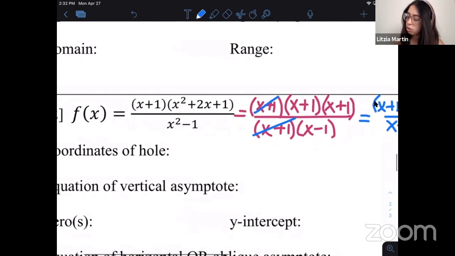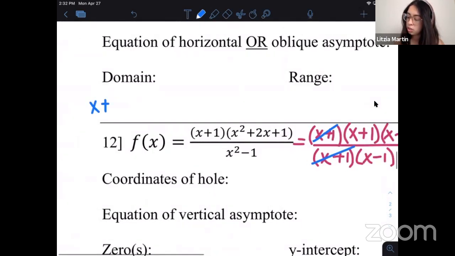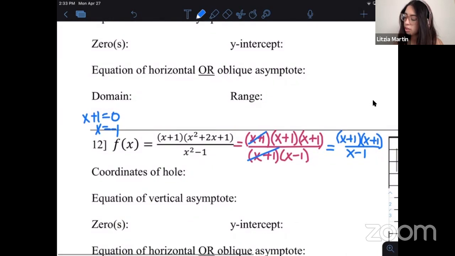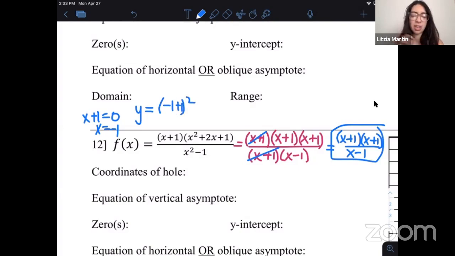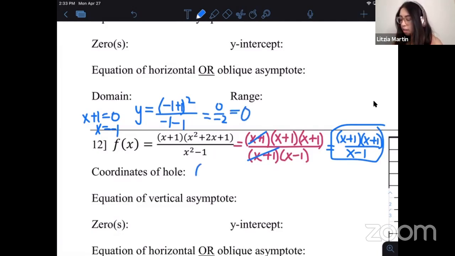And my hole, I just set this to 0. I get x is -1. And then I plug -1 into this equation. I'm just going to square that since it's the same thing. And then divided by -1 minus 1. That's just going to give me 0 over -2. 0 divided by anything is going to equal 0. So I know that the hole will be at (-1, 0).